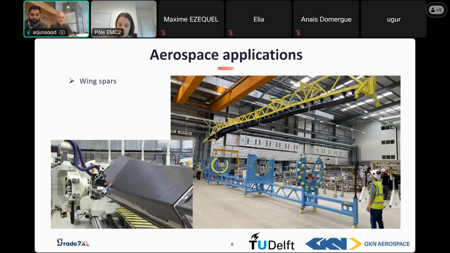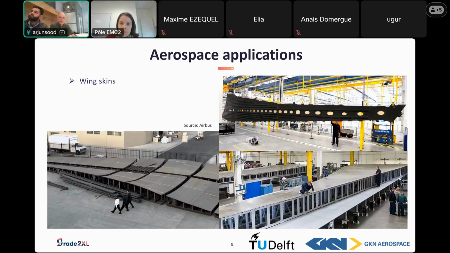In the next example, instead of the wing spar, you see the complete wing cover at the real size that Airbus is actually making. This is not a GKN picture, but here you see the size of the components that we typically work with in aerospace. This is all iron nickel alloy that we are using to build this huge tool to cure the composite wing skin which you see above. This is about 30 meters long.